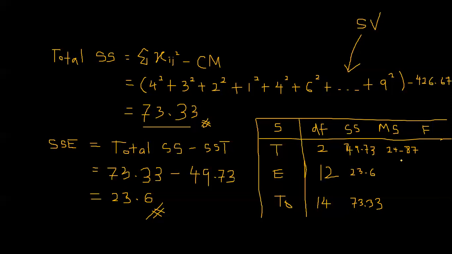So how to get the value of MSE? To get the value of MSE, the value of SSE is divided by N minus K. So that is 1.97.